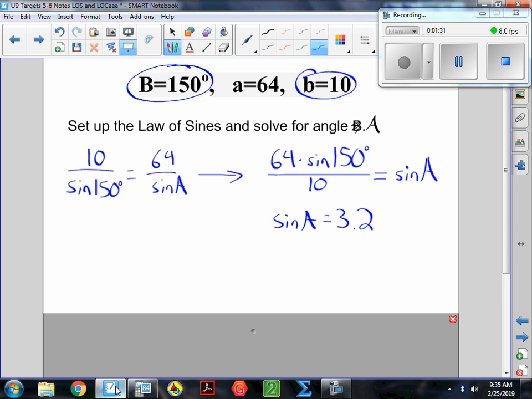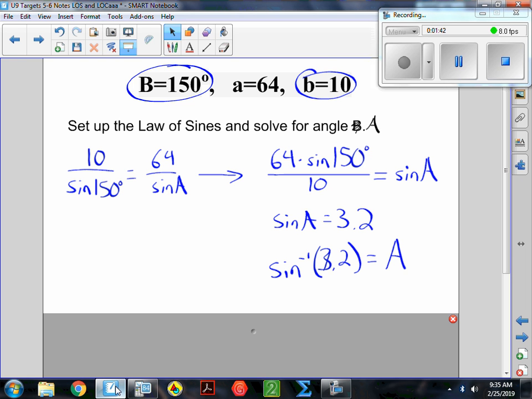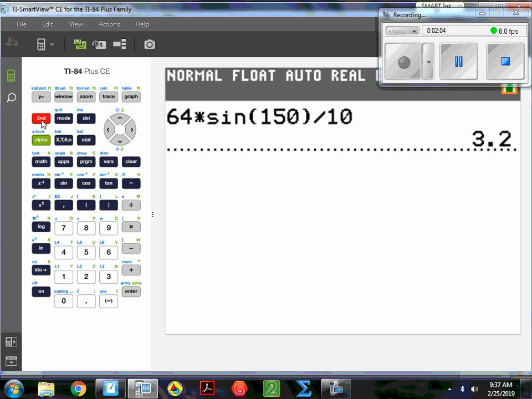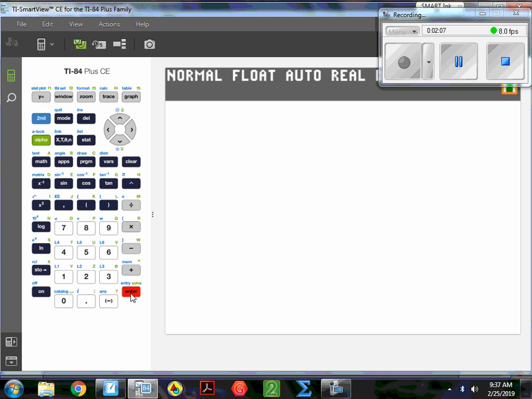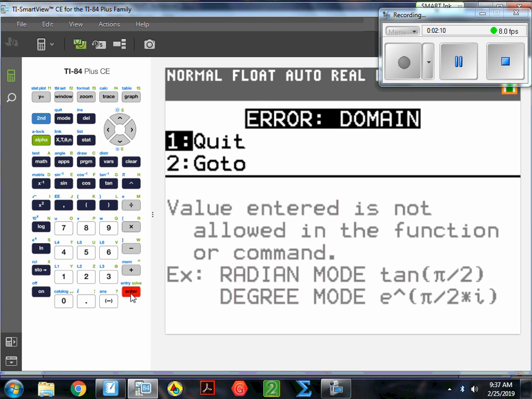And once we have the sine ratio, we need to take the inverse of 3.2, sine inverse of 3.2, to find angle A. If you need help with this step, like what happened on that mysterious arrow, you can go back and look at the target 5 law of sines video where I work out the cross multiplying, solving that proportion. So anyway, inverse sine of 3.2, we type that in, second sine, inverse sine 3.2, we get a domain error.